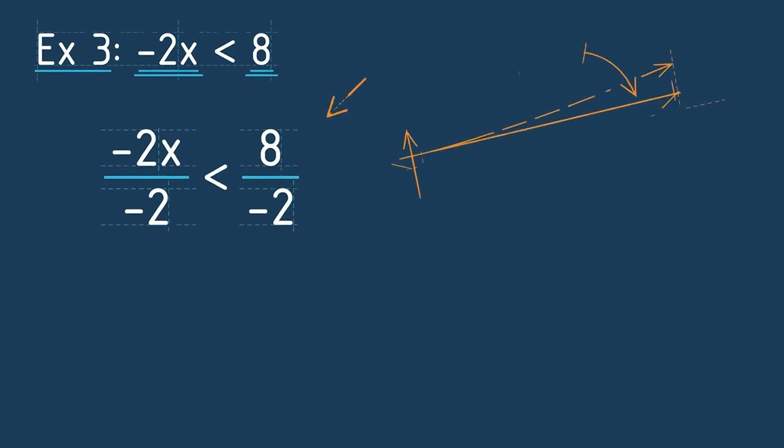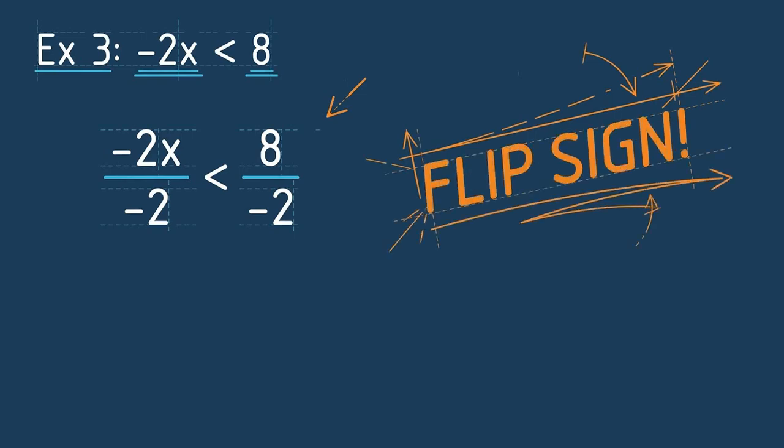Now the special rule. Because we divided by a negative number, we must flip the inequality sign. x greater than negative 4. Notice the sign changed from less than to greater than.